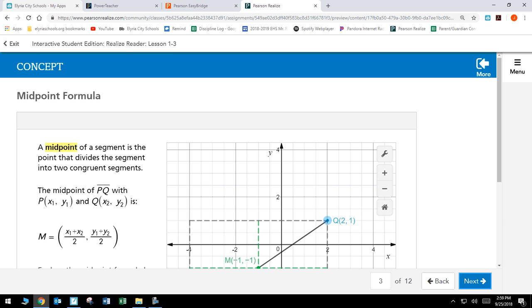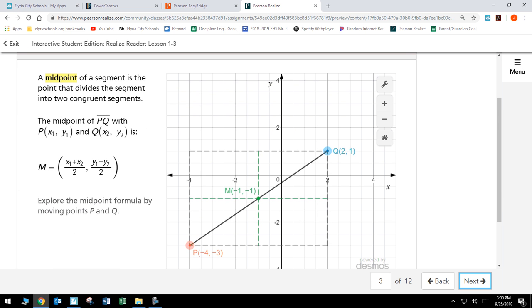The midpoint formula is given here, and they define midpoint of a segment as a point that divides a segment into two congruent segments. Again, congruent, in our case, meaning the same. So a midpoint cuts it in half. So if I look at the example here, I can see that I have the point P at -4, -3, and Q at 2, 1.